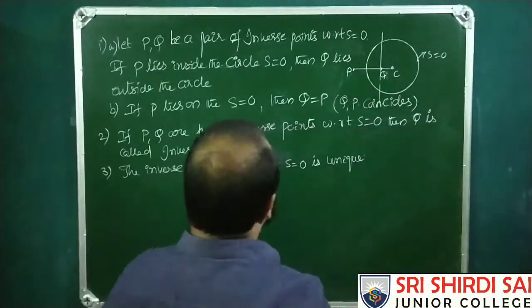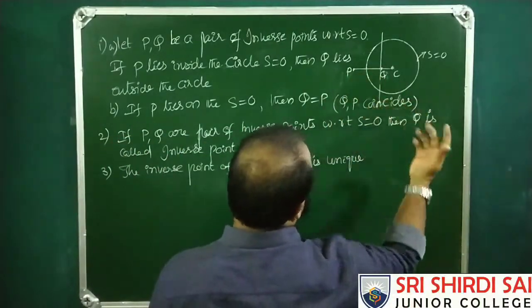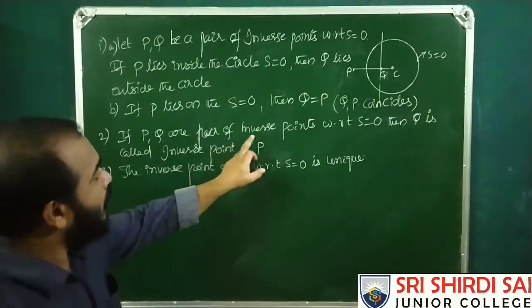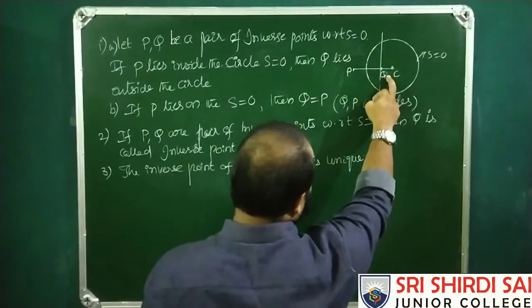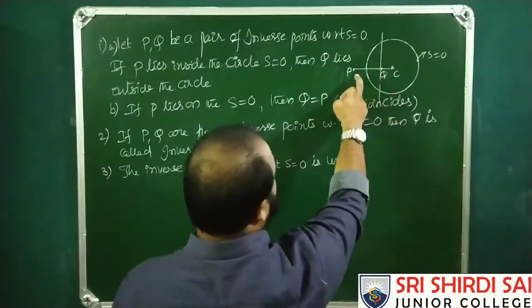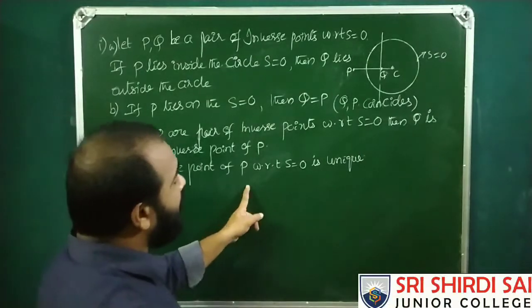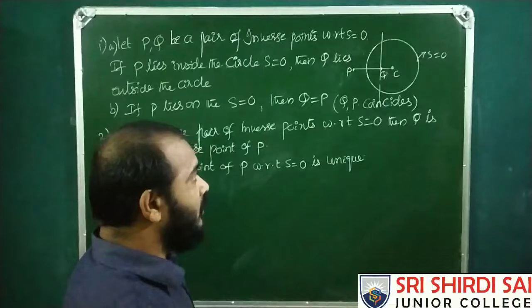And if P lies on the circle, then both P and Q coincide with each other. If P, Q are a pair of inverse points, P is said to be the inverse point of Q and Q is said to be the inverse point of P. And the inverse point of P with respect to the circle S equals 0 is always unique.